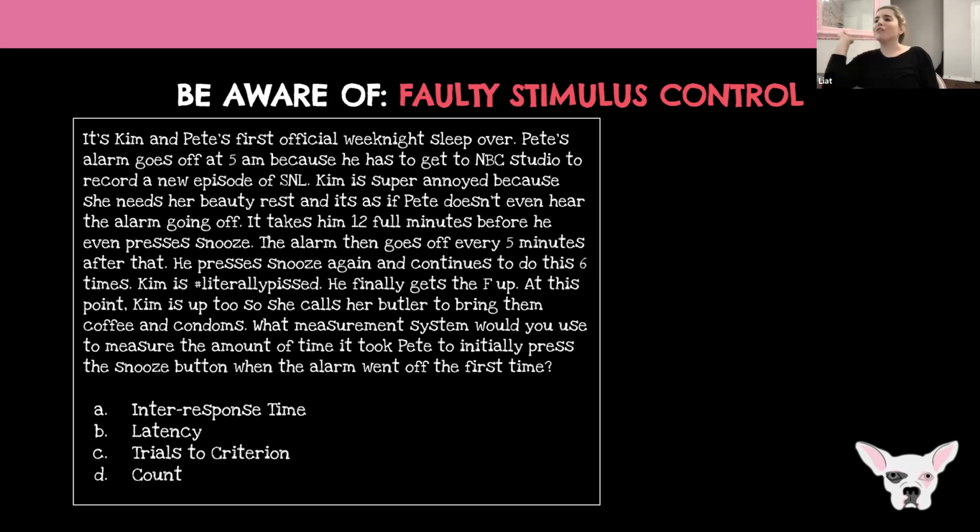Anyways, it's Kim and Pete's first official weekend sleepover. Pete's alarm goes off at 5 a.m. because he has to get to the NBC studio to record a new episode of SNL. Kim is super annoyed because she needs her beauty rest, and it's as if Pete doesn't even hear the alarm going off. He must be super stoned. It takes him 12 minutes before he even presses snooze. The alarm then goes off every 5 minutes after that. He presses snooze again and continues to do this 6 times. Kim is literally pissed. He finally gets up. At this point, Kim is up too. So she calls her butler to bring them coffee and condoms.